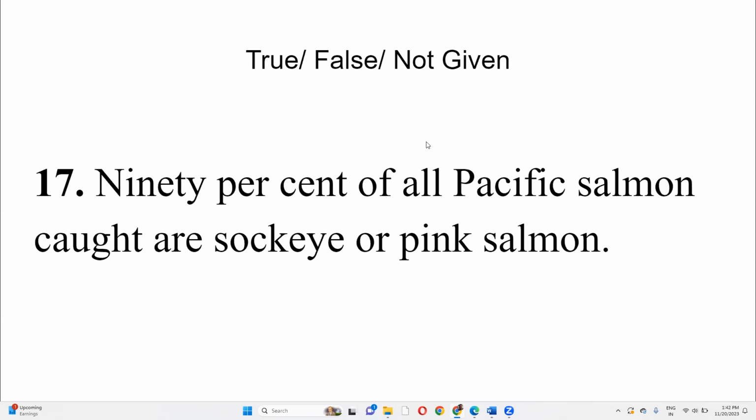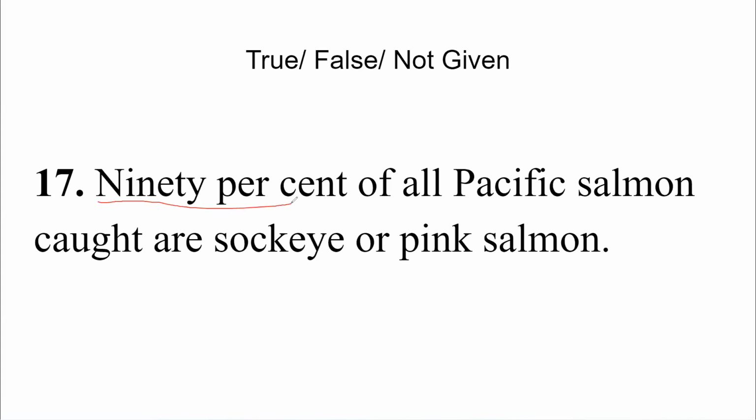Based on quantity logic. Let's see, it is evident from the question here: 90% of all Pacific salmon caught are sockeye or pink salmon. Now they are quantifying the whole thing. They're saying 90% of all Pacific salmon are sockeye or pink salmon. This is what they have given as a question statement, and we have to read the paragraph to find whether this statement is true, false, or not given. Let's try and search it.